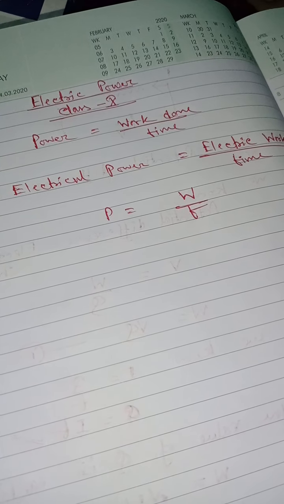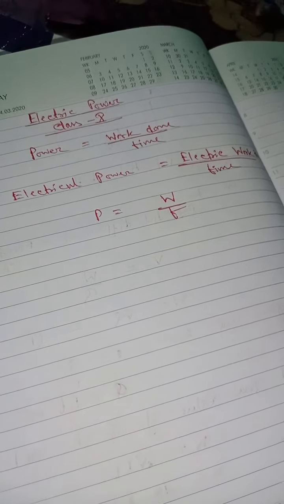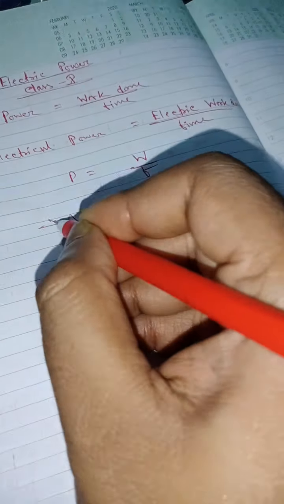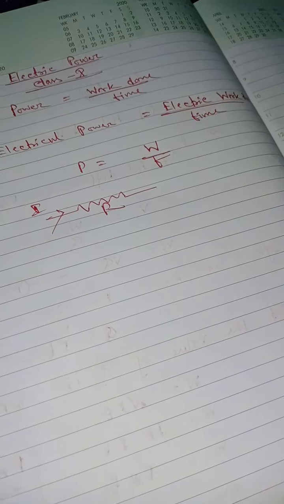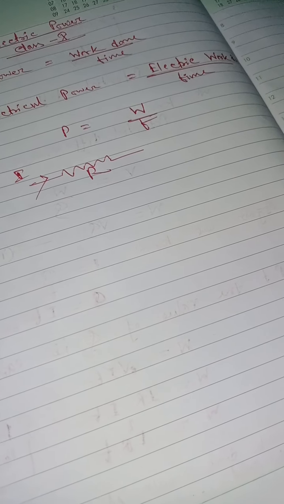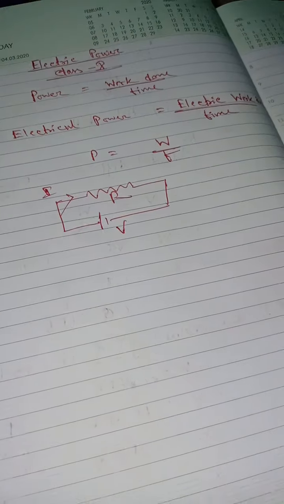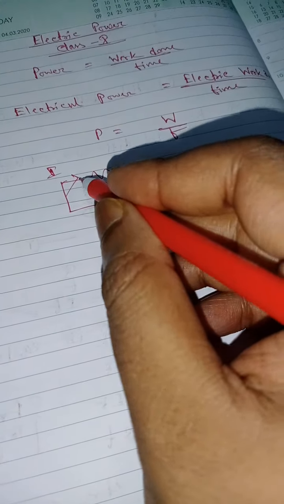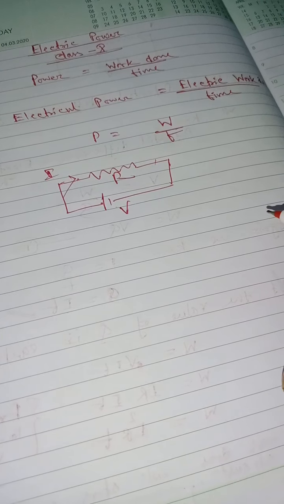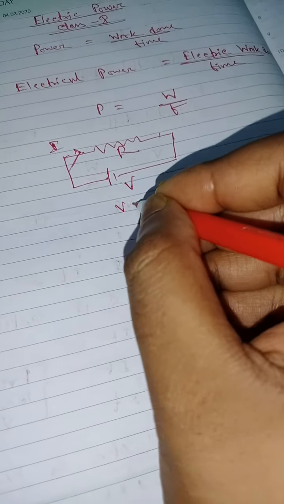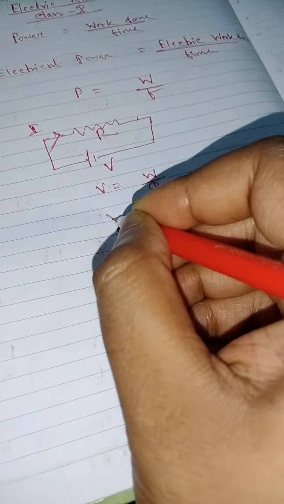Now W is the work done. So here if through this resistance R, current I is flowing. Why? Because the potential difference V is supplied across the two ends of the resistance. And current I flowing means the charged particles are flowing. So we know that V is equal to W by Q. That means W is equal to VQ.